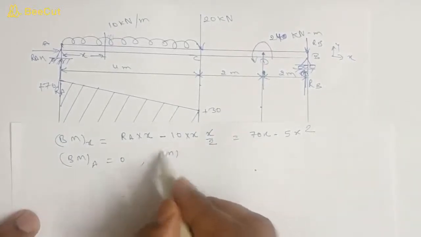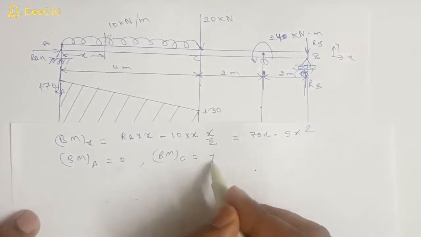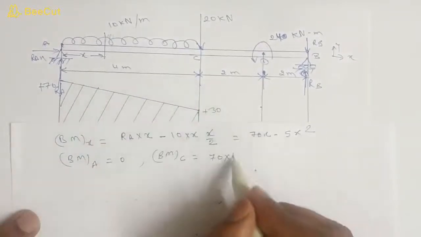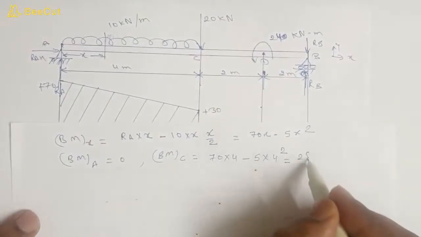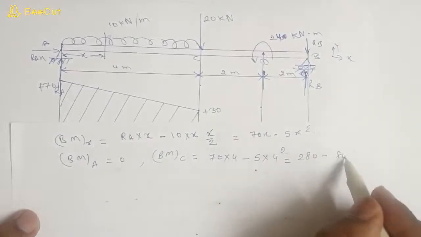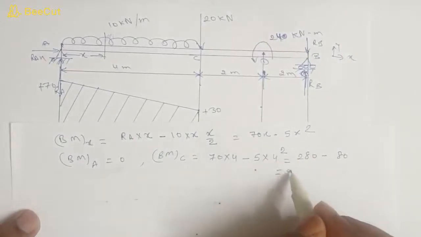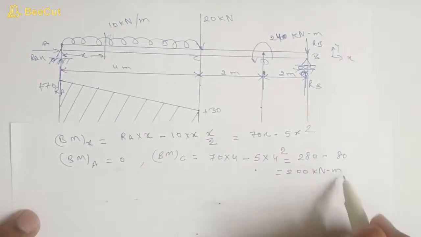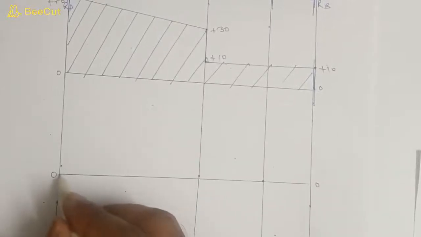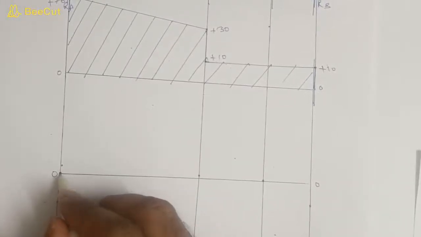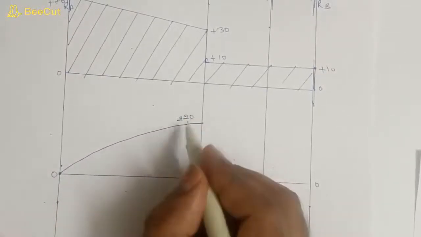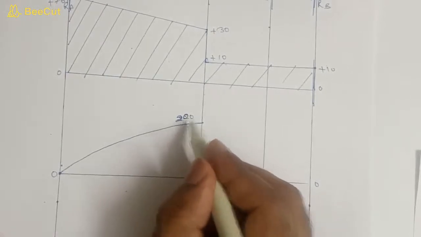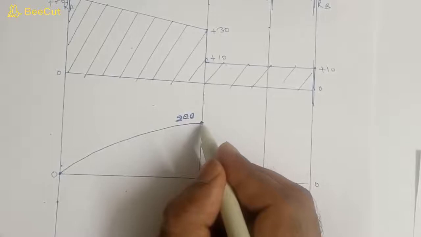Bending moment at point C will become 70 into x, where x is 4 meter, minus 5 into 4 to the power 2. So we'll get 280 minus 80, so it will become 200 kilonewton meter. So let's draw it. Here it is 0 at A, and at C it is 200, and it is a parabola. So it is 200 kilonewton meter maximum. This is bending moment at point C.